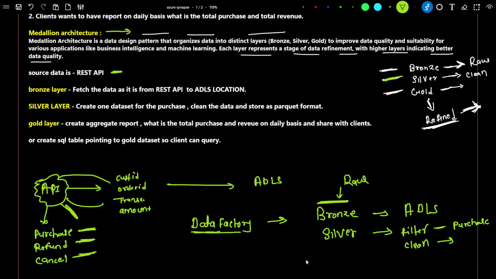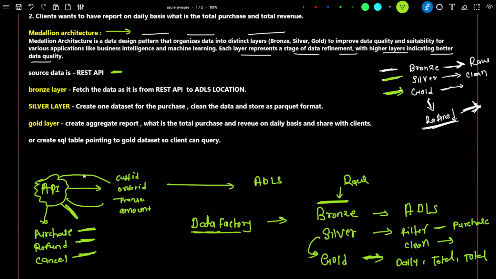After that, once we store the data in the silver layer, finally we will create a gold layer, that is the final layer. In the gold layer we'll create an aggregate report, means on a daily basis, what is the total revenue and what is the total purchase. This is the report we will create in the gold layer, and we will take reference from the silver layer. So this is how we are going to follow.